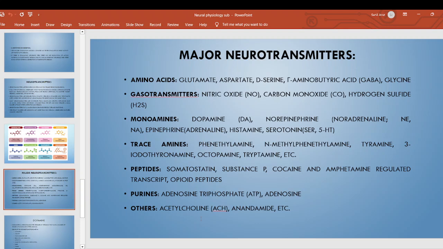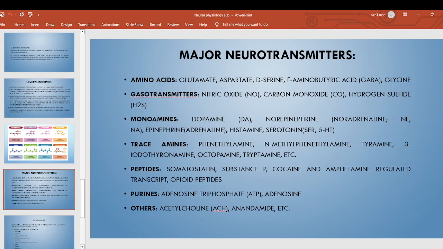Then there is a third category known by the name monoamines. In the case of monoamines, mono means one. Amines mean having an amino group. So in the case of molecules like dopamine, norepinephrine or noradrenaline, adrenaline, histamine, serotonin, only one amino group will be present. Such chemicals are classified as monoamines.